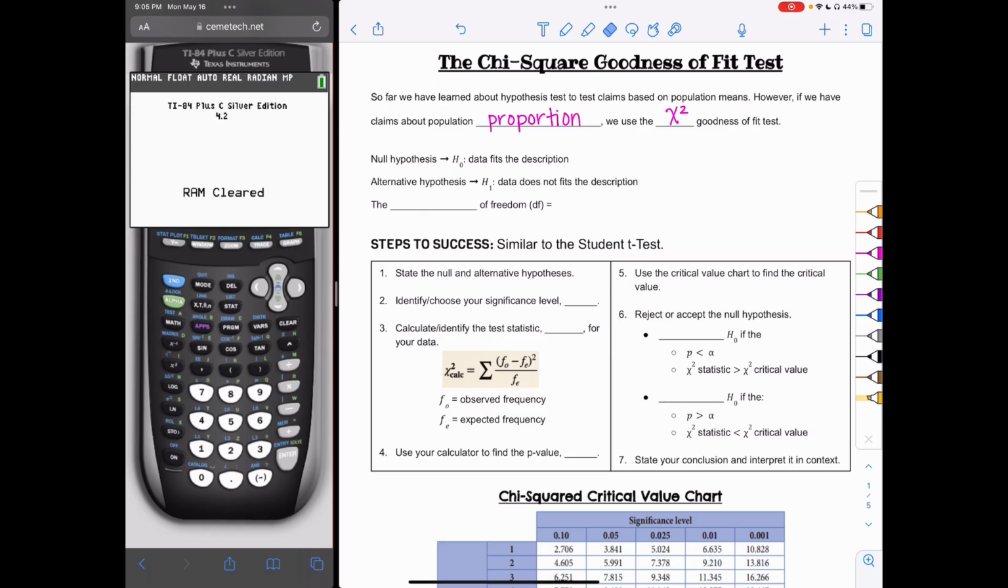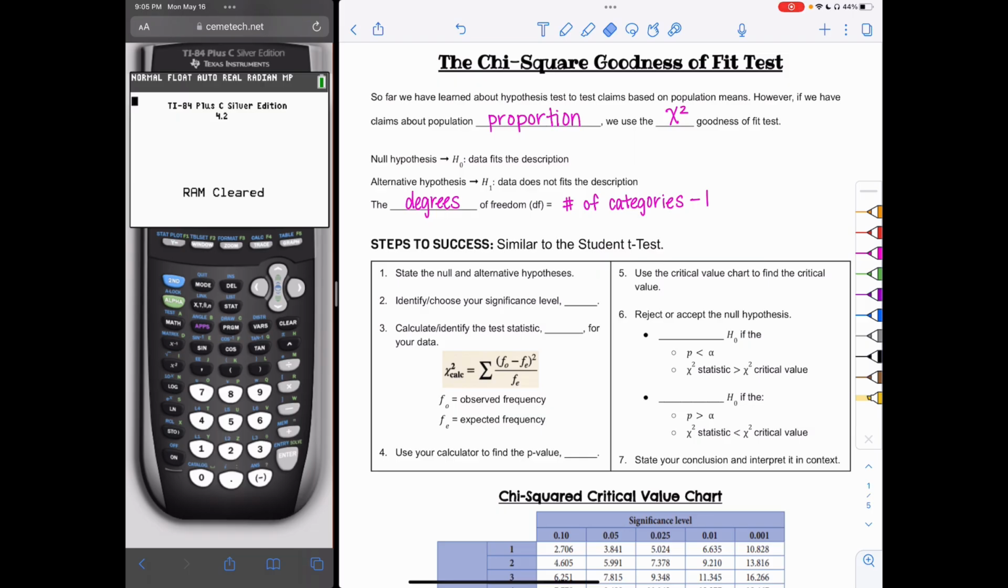So the null hypothesis is basically saying that nothing is changing, that the data is going to fit the description that is given, or that is thought to be in place. The alternative hypothesis is that the data is not going to fit the description that is stated. So next, we have what we call degrees of freedom. Your degrees of freedom can be found by taking the number of categories and subtracting one from it.